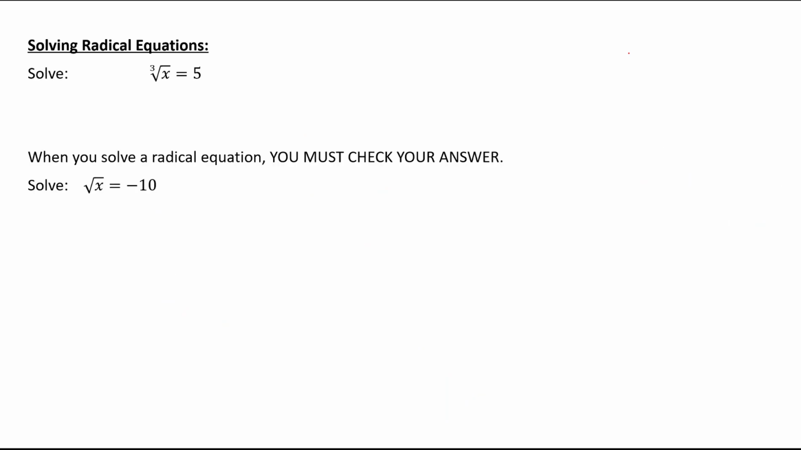Okay, solving radical equations. If you have the cube root of x equals 5, then you would cube both sides to find x. So that would tell me that x equals 125. Now, remember that whenever you square both sides of an equation, you have to check your answer. So, I mean, clearly this is correct. The cube root of 125 is 5.